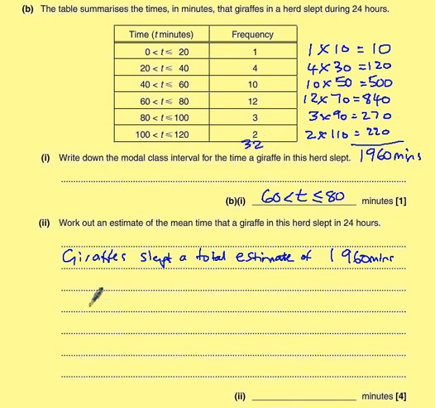So the mean estimate time is equal to 1960 divided by 32, which we use our calculator for to give us the answer 61.25 minutes.